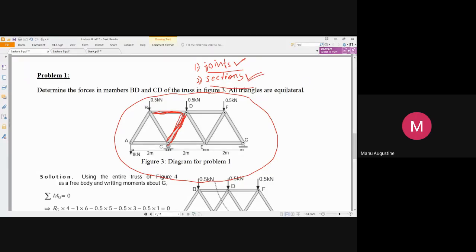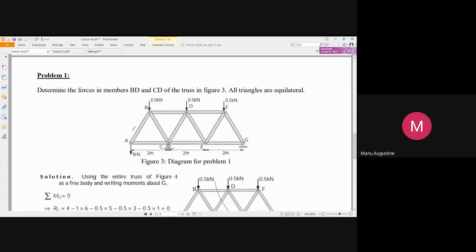Now the judgment about this is made by looking at the things that are asked in the problem. If it is asked of you to find the forces in all the members, not only in BD, CD, but in AB, BC, AC, it simply says, find all the forces in all the members, then undoubtedly you should go for method of joints.